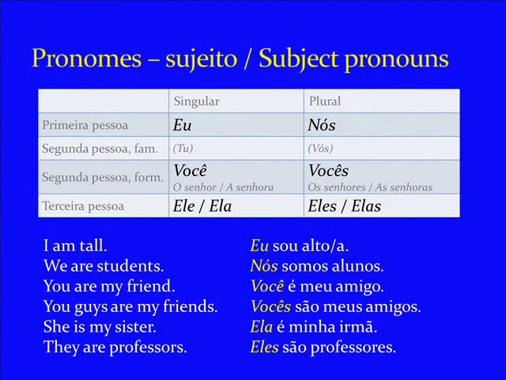Okay, so what I have on this first slide are the personal subject pronouns in Brazilian Portuguese. First person singular, equivalent of I in English, is eu. First person plural, we, is nós. In the second person, for you can say tu, but the one beneath it, você, is more familiar.